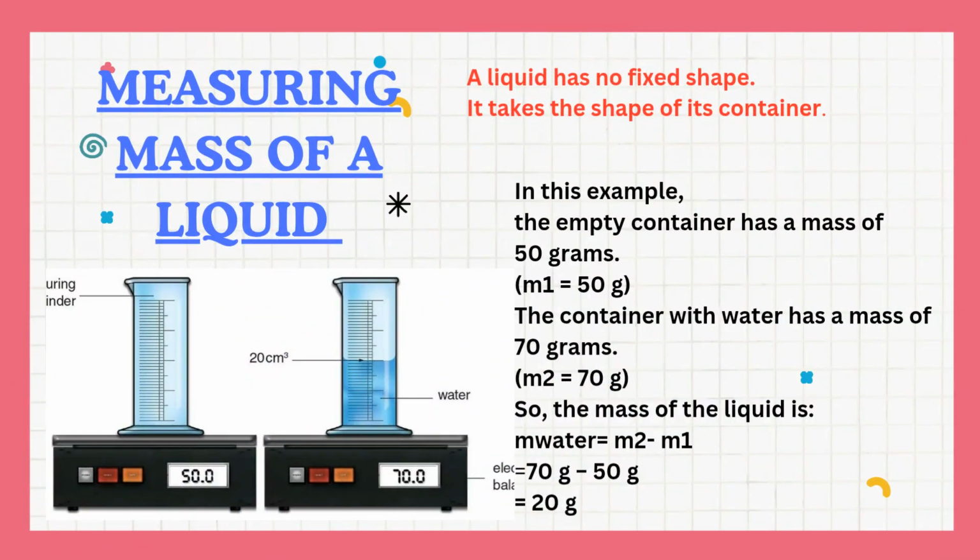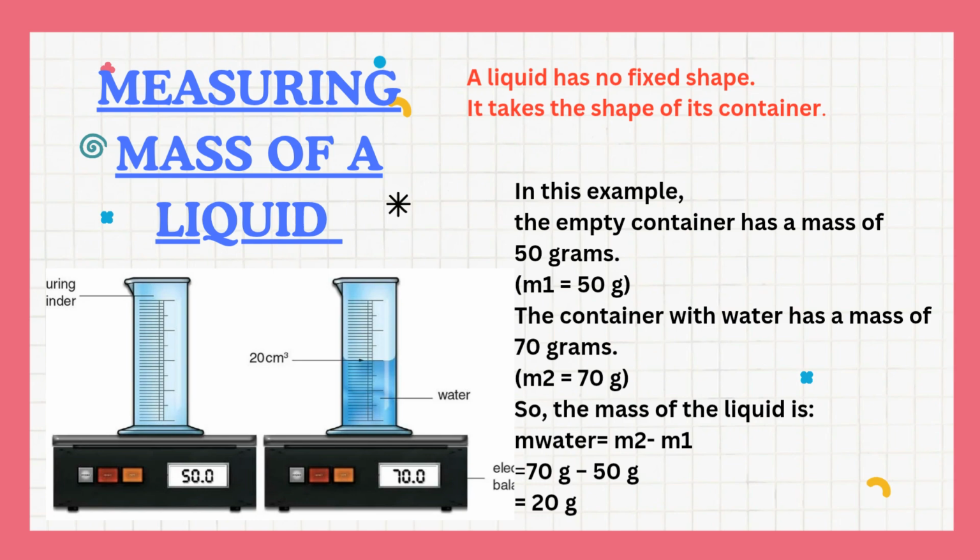Measuring the mass of a liquid. A liquid does not have a fixed shape. To measure the mass of a liquid, we cannot place it directly on the balance. First, we measure the mass of the empty container. Then, we measure the mass of the container with the liquid. The mass of the liquid is found by subtracting the two values.